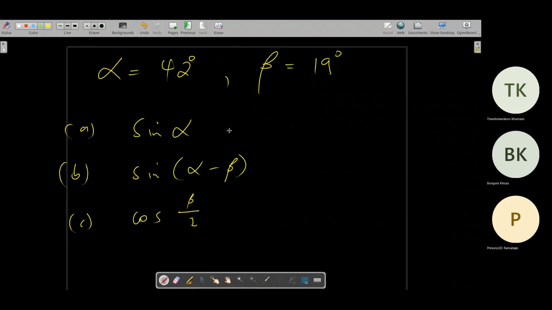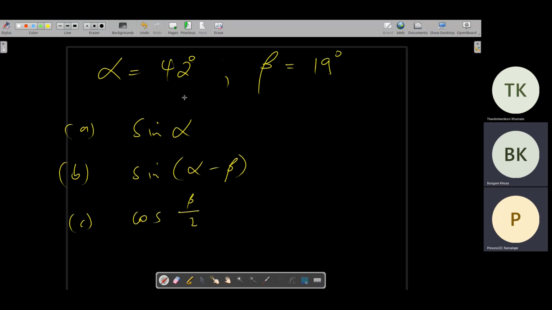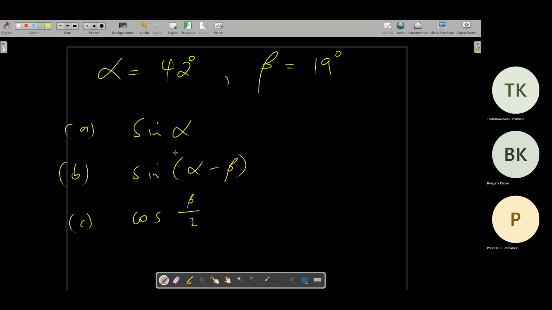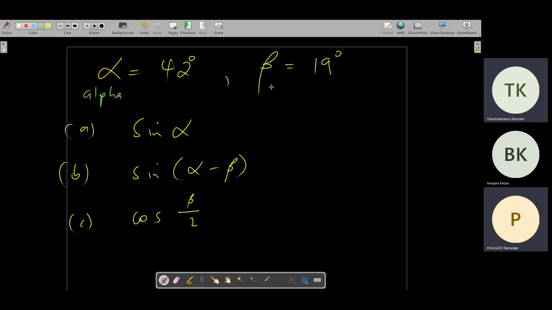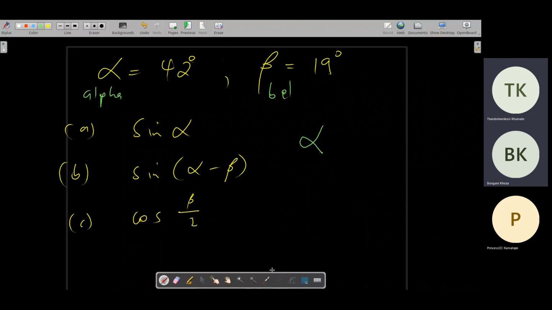Are we okay? Can you hear me? Can you see my screen? Yes. What is this fish? This is called alpha. What's the symbol again? It's something like this.